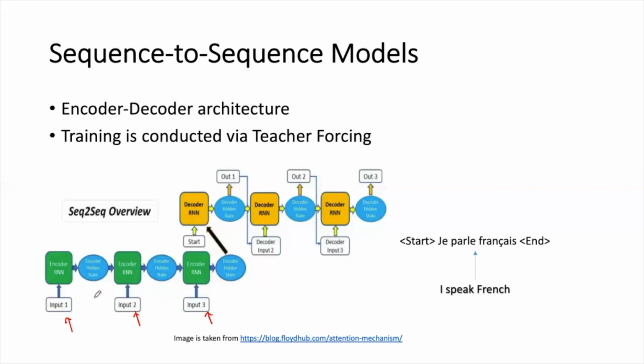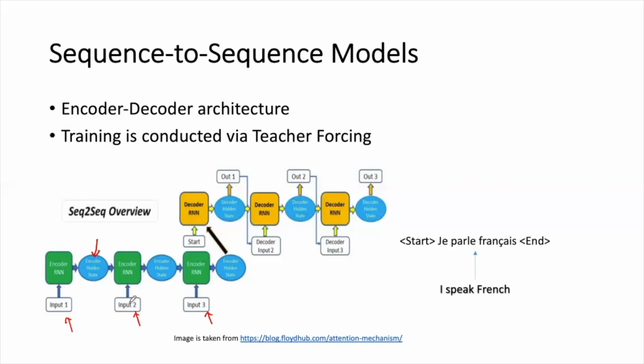For each input word, there is an encoder hidden state that is generated. We pass the input word as an input vector to our RNN, and the RNN generates an encoder hidden state. This is also a vector. We pass that vector to the next state of the RNN.